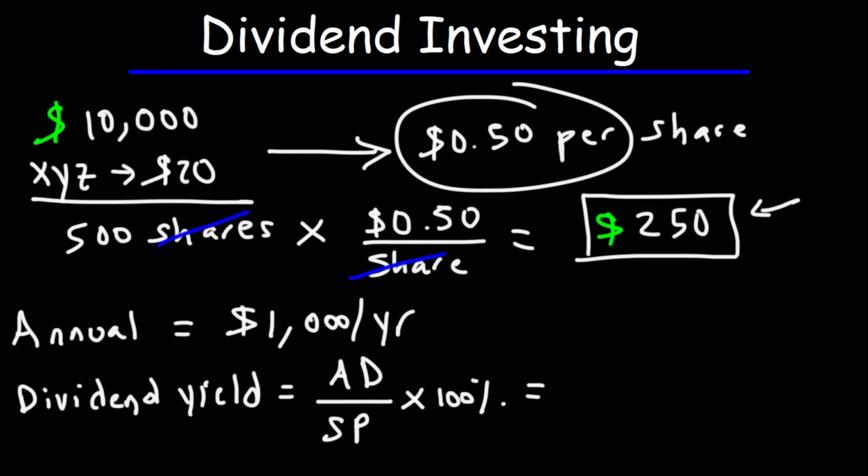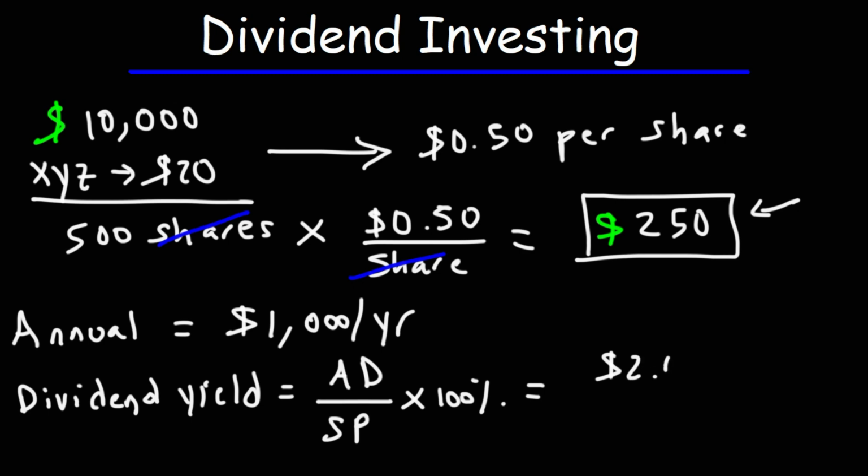So it's 50 cents per share in 1 quarter. On an annual basis, if you receive that 4 times, 50 cents times 4, that means you're receiving a total of $2 per share on an annual basis. So that's the annual dividend. The current stock price is $20 multiplied by 100%.